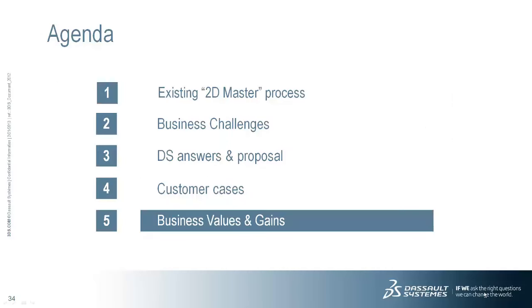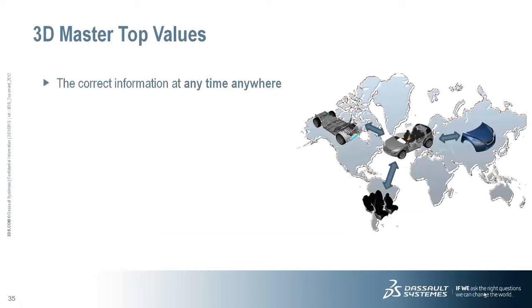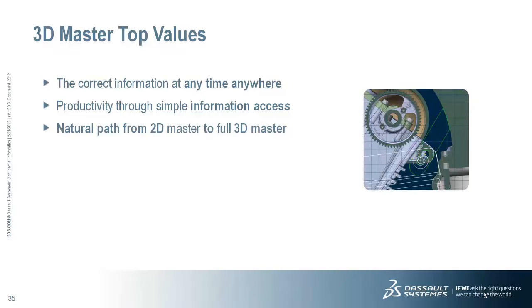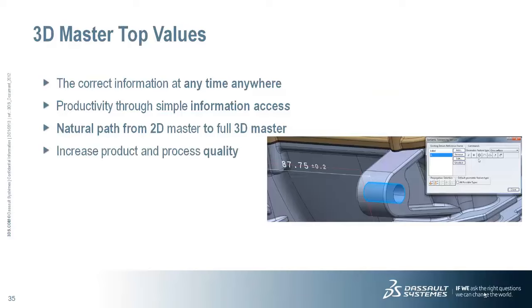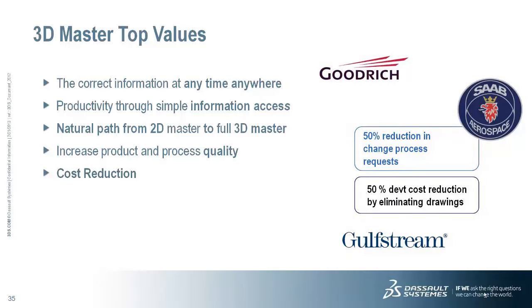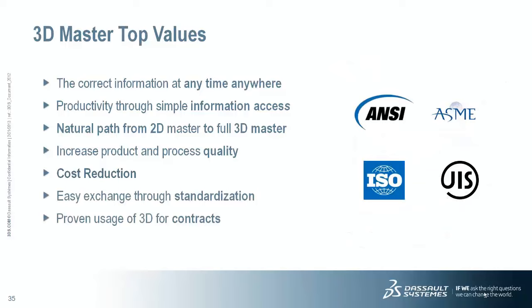So if we have to summarize all we said during the presentation, first, one of the most important things is that we have access to the correct information at any time, anywhere. And the productivity improvements from simple information access is critical here. There's also a natural path to go from 2D Master to full 3D Master, and it improves product and process quality, as we've shown. The big direct impact is cost reduction, of course, and the savings achieved by customers who have deployed 3D Master are huge. And also we're respecting the standards in the industry for the representation of information.